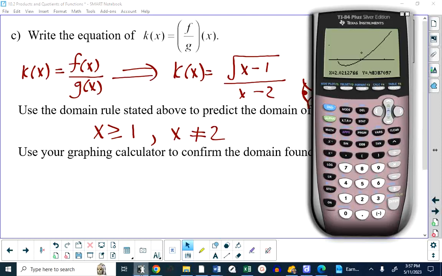Let's confirm this with a graphing calculator. This time we're going to take the square root of x minus 1 and divide by x minus 2. I'm going to go back to Zoom 6. This is what it looks like. I'm going to adjust my window settings to show you a little more detail.